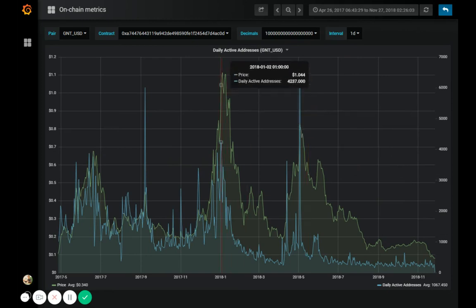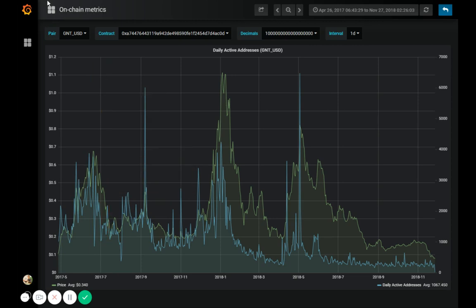So this here is the DAA graph for Golem. Golem is an ERC20 project that essentially lets you rent other people's computing power. And right here, we can see something that I think most of us assume, and that is that as the price goes up, typically the interest in a project grows and new network participants join the party. But then as the price begins to dip, so does the number of those network participants, or daily active addresses.